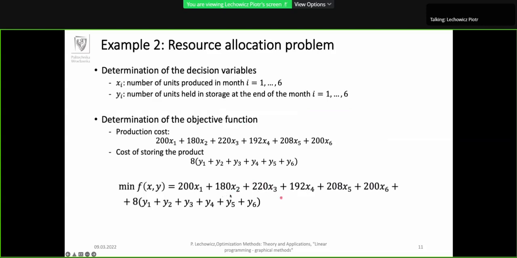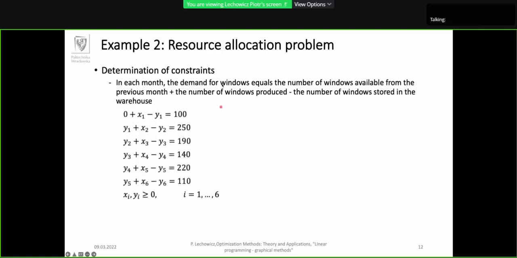So we are trying to minimize the production cost, to which we have to add the cost of storing the products in a warehouse. So we are trying to minimize the overall cost. And in each month, the demand for windows is equal to the number of windows which are available from the previous month, plus the number of windows which we produce in this month, minus the number of windows which are stored in the warehouse.